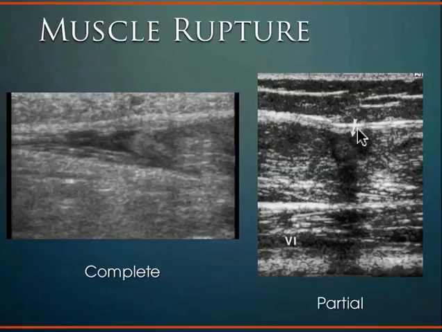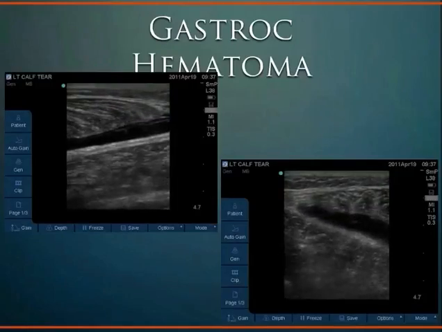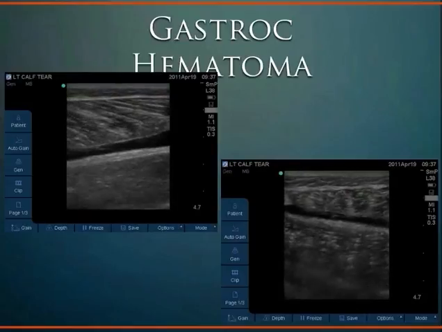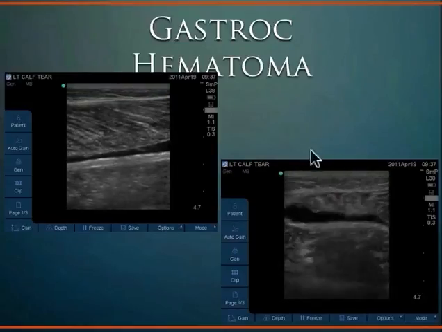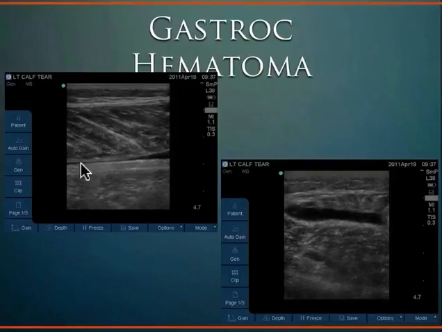Partial tear, you're going to see maintenance of those connective tissue fascial planes, but you're going to see that intrasubstance partial tearing of the muscle. Again, just disruption of the muscle tissue and maybe localized hematoma. This is a patient I saw just a couple weeks ago, calf or gastroc tear with corresponding hematoma. So I'm just moving through the spectrum of the hematoma through here, and we'll replay that image.